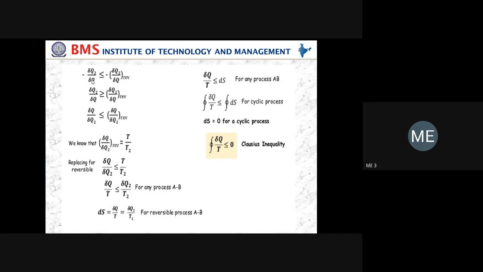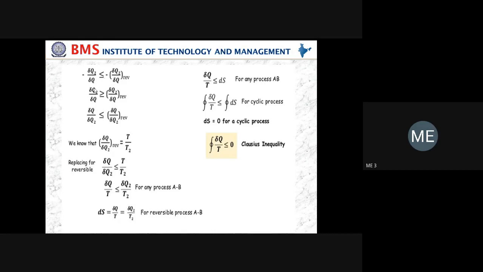dQ2 divided by dQ is greater than or equal to dQ2 divided by dQ reversible cycle. The first one indicates a general cycle. Whenever you change numerator and denominator, you have to change like this. For example, take one number: 3 by 4 is greater than half. That is 75% is greater than 50%. Suppose if you change the numerator, in that case you have to write 4 by 3 is less than 2. So the same formula we can apply.